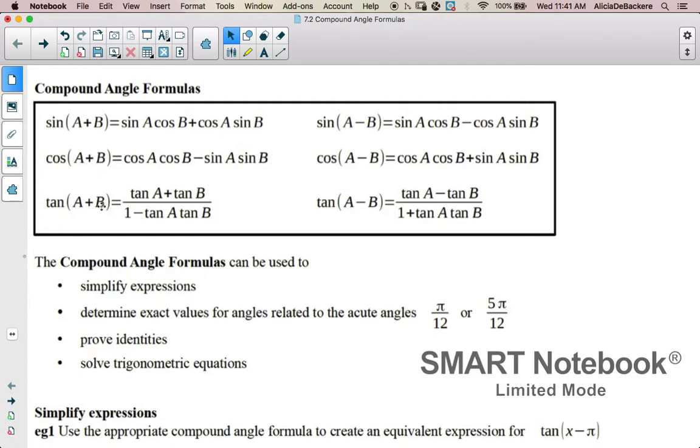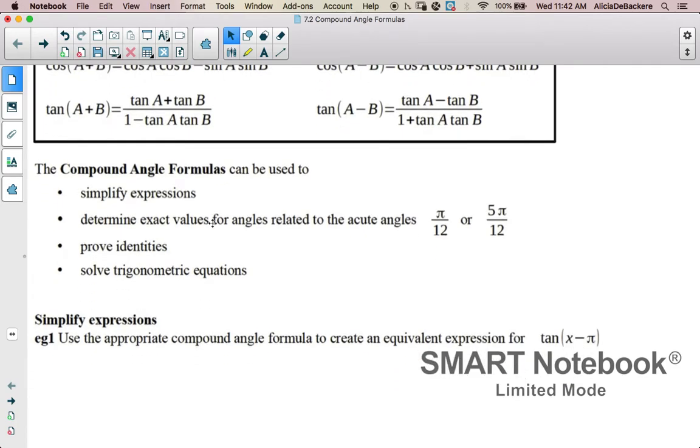For tan of the addition, again, looking for some similarities and differences between tan of a plus b and a minus b. For a plus b, I have an addition in the numerator and a subtraction in the denominator, and it's just the opposite in the subtraction formula. For tan of a plus b, I'm going to do tan of the first angle plus tan of the second angle, and then put that all over 1 minus tan of the first angle times tan of the second angle.